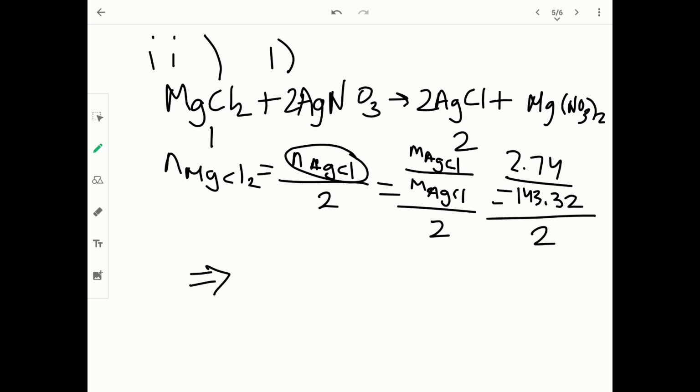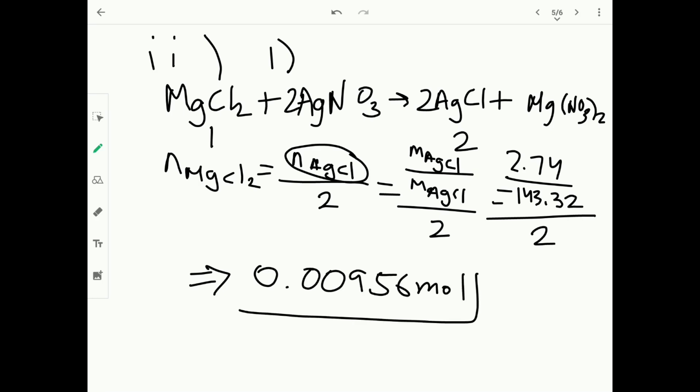We should get the final answer in number of moles to be 0.00956 moles. And we have answered the first part of part II. So what we did was, we did the ratio, it was 1 to 2, so it's this over 2, and then mass over molar mass, we can easily get that, and then we got the number of moles of MgCl2. Now going to the second part, where they asked us the percentage of mass of MgCl2 in the original mixture.